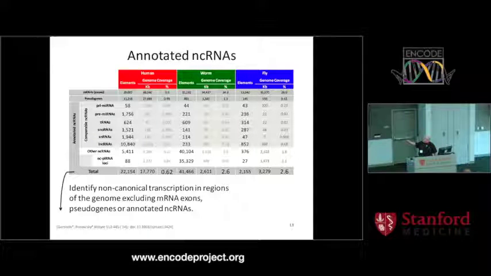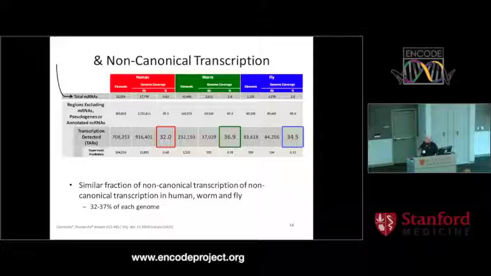So if you add up protein coding genes, pseudogenes, and all annotated non-coding RNAs, this is basically the sum total of all annotation, things that are annotated to be transcribed in each of these three genomes. So we wanted to look at, beyond anything that's annotated, what is novel non-coding transcription in these three genomes. So when we do this, using the thresholds I showed, which we picked uniformly across the three genomes, what we found was about a third of the genomes outside annotated regions. So outside exons of mRNAs, pseudogenes, and annotated non-coding RNAs, we found about a third of these three genomes are transcribed.